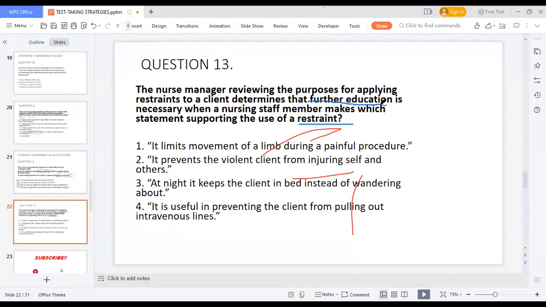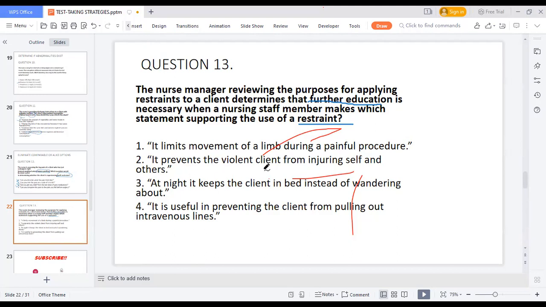The nurse manager has given education on the purposes of applying restraint, and he wants to know if the client understands. But the client said something that shows that further education is necessary. That is what we are looking for. But we will answer this question by eliminating comparable or alike options. Let's look at it. It limits movement of a limb during painful procedure. Is this the purpose of restraint?